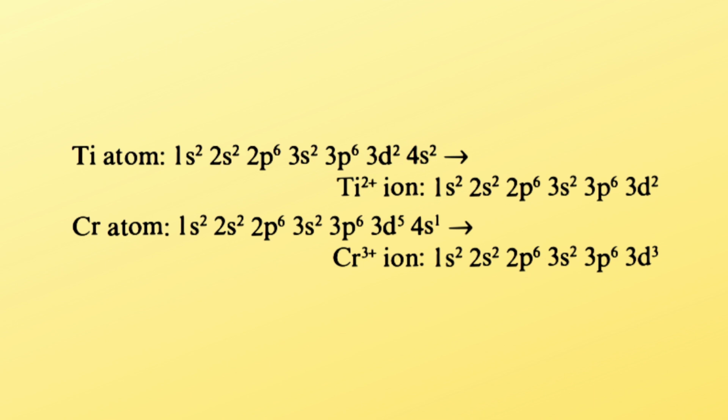Likewise, for chromium, the configuration is 3d5 4s1. Chromium 3 plus: remove 1 from 4s and then 2 from 3d. So it becomes 3d3. Chromium 3 plus becomes 1s2, 2s2, 2p6, 3s2, 3p6 and 3d3. So that's the configuration.